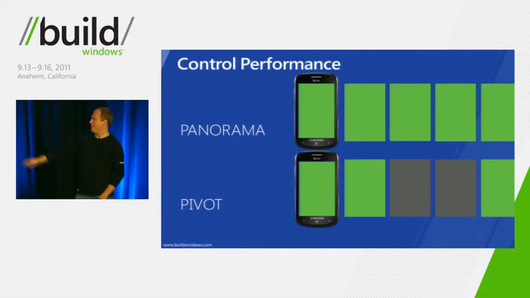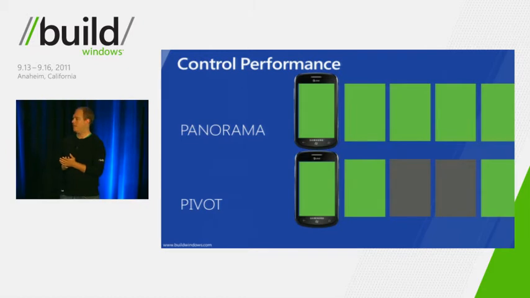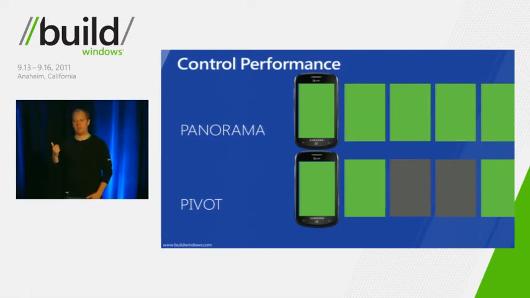So pivot, the little gray squares represent XAML that we've parsed, but we have not realized visually the tree yet. And so when you go to a pivot, the first thing we show is the current item, and then we immediately load the left and the right items, but nothing else. So of course, if you just have 3 items, it doesn't make a difference if you're using Pano or pivot, they're the same. But once you get up to 4 items, with pivot, we have items that we don't look at until we get closer.